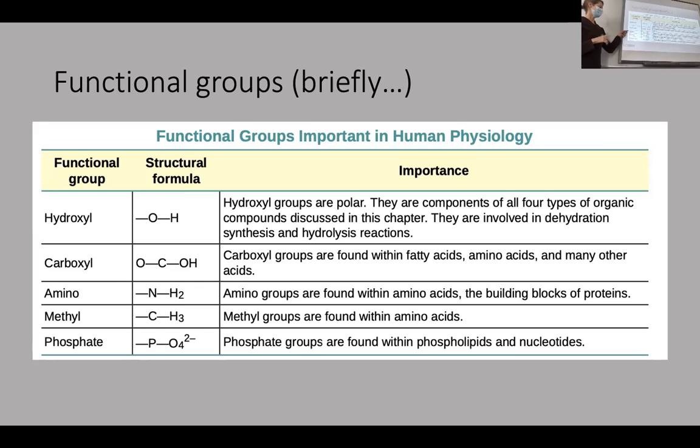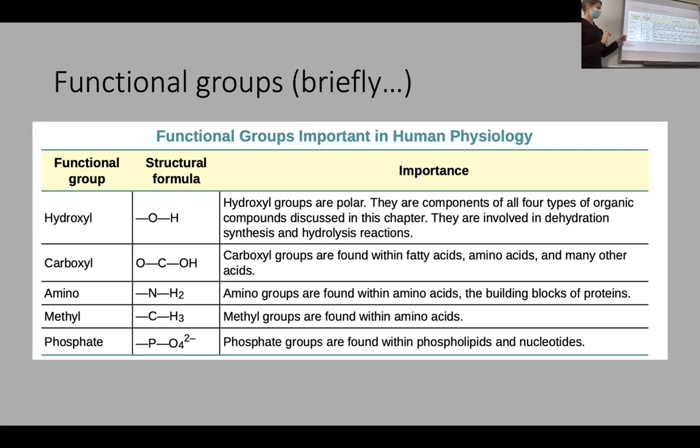An amino group, really we're only going to see these in amino acids, which make proteins. This is the only one with nitrogen in it that you need to know. So a nitrogen and then 2 hydrogens attached to it makes an amino group. Methyl groups occur a lot. They are a carbon with 3 hydrogens.